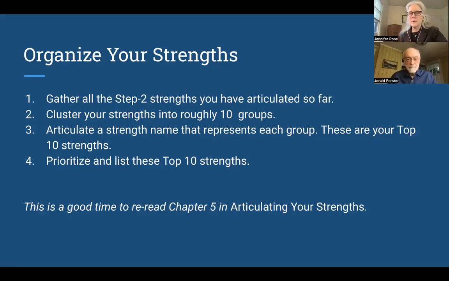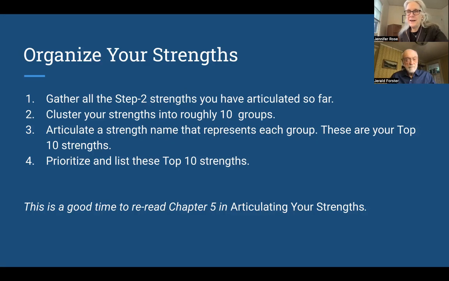Well, let's get started working with all the strengths that you've gathered during steps 1 and 2. We're going to talk you through the 4 steps it takes to create a top 10 prioritized strengths list. And the first step is to gather all together in one place all of the strengths you have articulated so far. So if you're like me, these strengths are here, there, and everywhere.